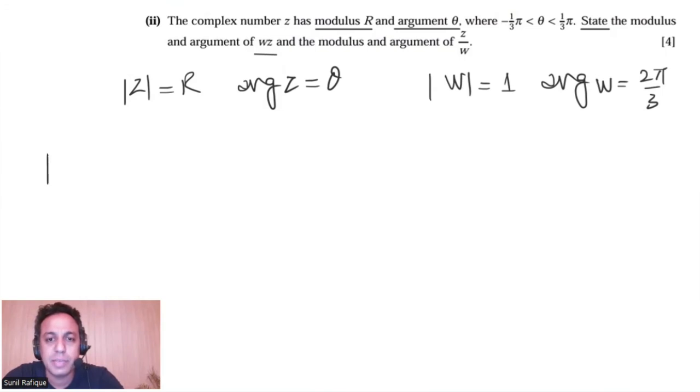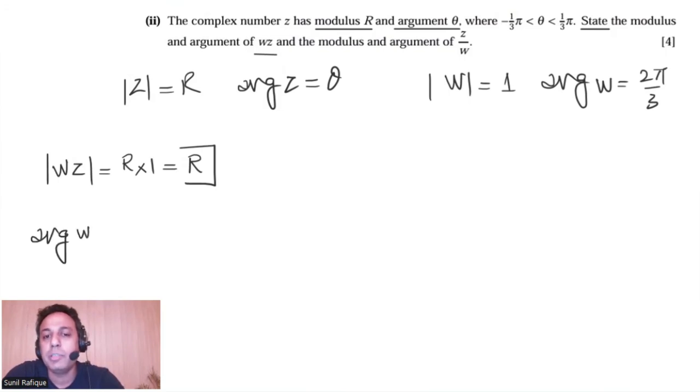First, let's get with wz. What will be the modulus? We have the individual moduli, so we can just multiply them. So r times 1 is just going to be r. So this is one answer. An argument of wz, I'm just stating it, is going to be the sum of the arguments of z and w. So this is going to be theta plus 2 pi over 3, right?